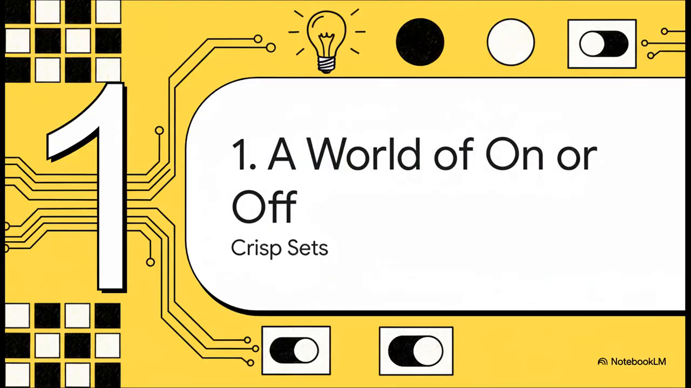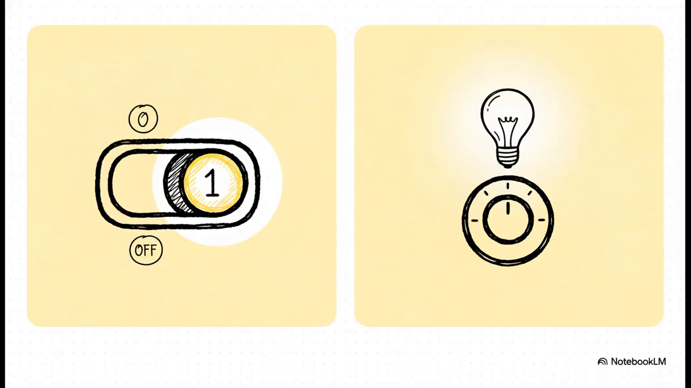All right, so to really get this, let's start with how computers usually see the world. And it's pretty simple. It's all black and white. There is no maybe. So what we call traditional or crisp logic, think of it like a light switch. It's either on, that's a 1, or it's off, a 0. That's it. But fuzzy logic, that's more like a dimmer switch. You've got all those levels in between, right? A little bright, kind of dim, mostly bright. It's not about absolute truth, it's about degrees of truth.